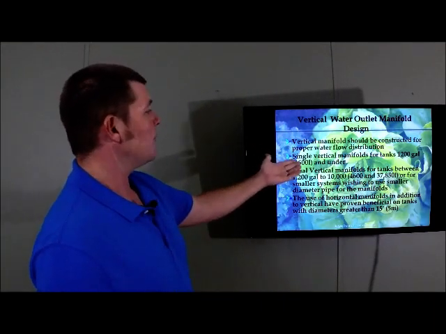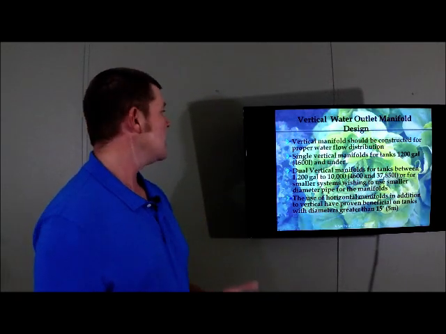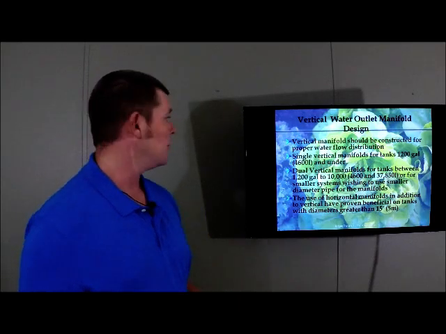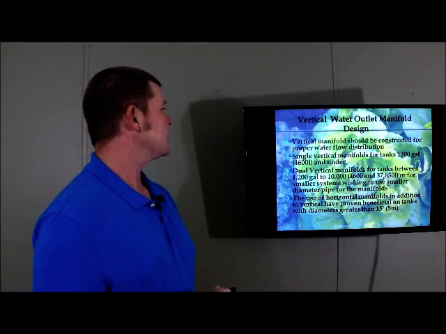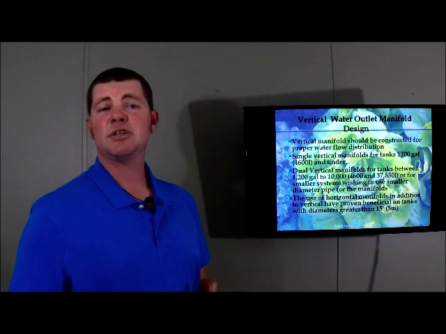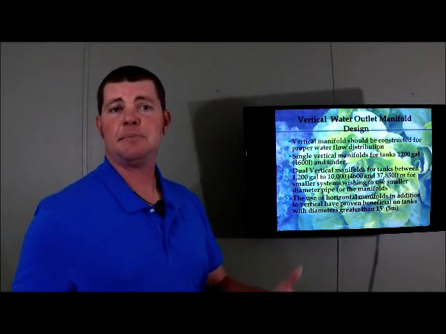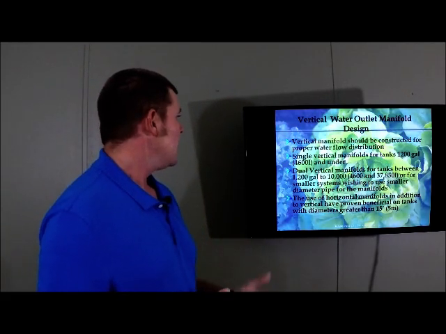So a single vertical manifold, I would suggest for tanks 1,200 gallons or 4,600 liters and under. You can get by with a single one, no problem. Dual vertical manifolds are for tanks between 1,200 gallons and 10,000 gallons. So when we start getting bigger, we want to use one on each side of the tank to keep that flow and the rotation going steady and evenly.